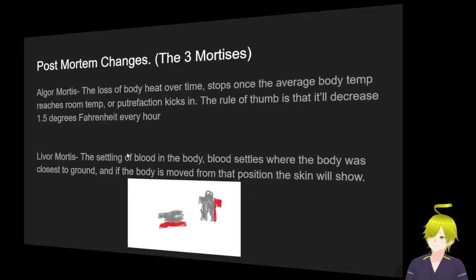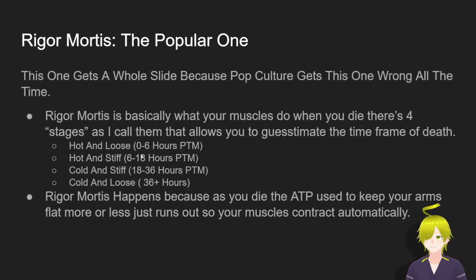Hot and loose, pretty simple. Hot and stiff, the body still has heat to it, but rigor mortis has kicked in. The body is now stiff, for lack of better terms. Arms at 90-degree angles, legs, all that. Cold and stiff, algor mortis, the body has reached around room temperature, environmental temperature, but the body is still stiff from rigor mortis. And cold and loose, 36 hours after death usually.